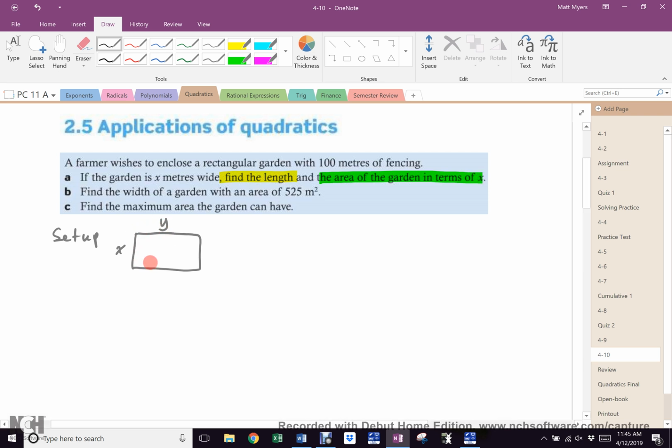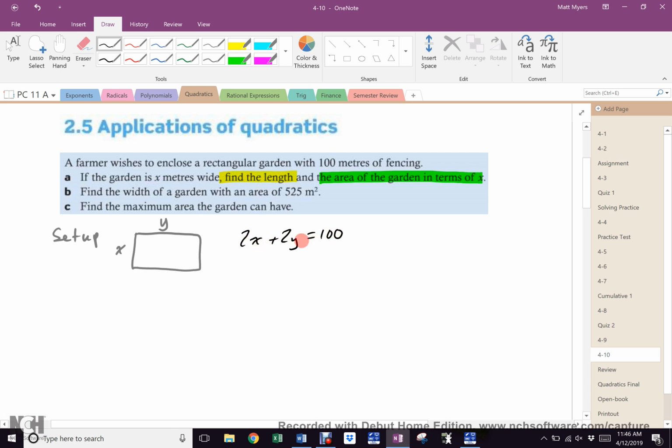So we know some stuff about this rectangle, don't we? What do we know? Right. There's 2 X's and there's 2 Y's. What else do we know? Not yet. We're still working on A. The perimeter is 100, so we know this has to equal 100, yes?